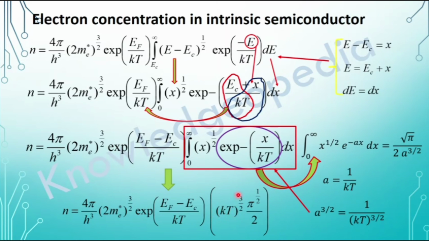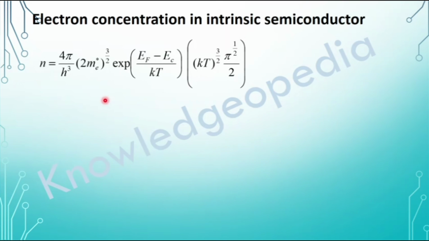So this is kT to the power 3 by 2, pi to the power half by 2. This is the final expression for electron concentration after doing this integration. Now we'll do some further modifications into this. Let us see what simplification we can make over here. This 2 and this 4, if I cancel, I can write 2.